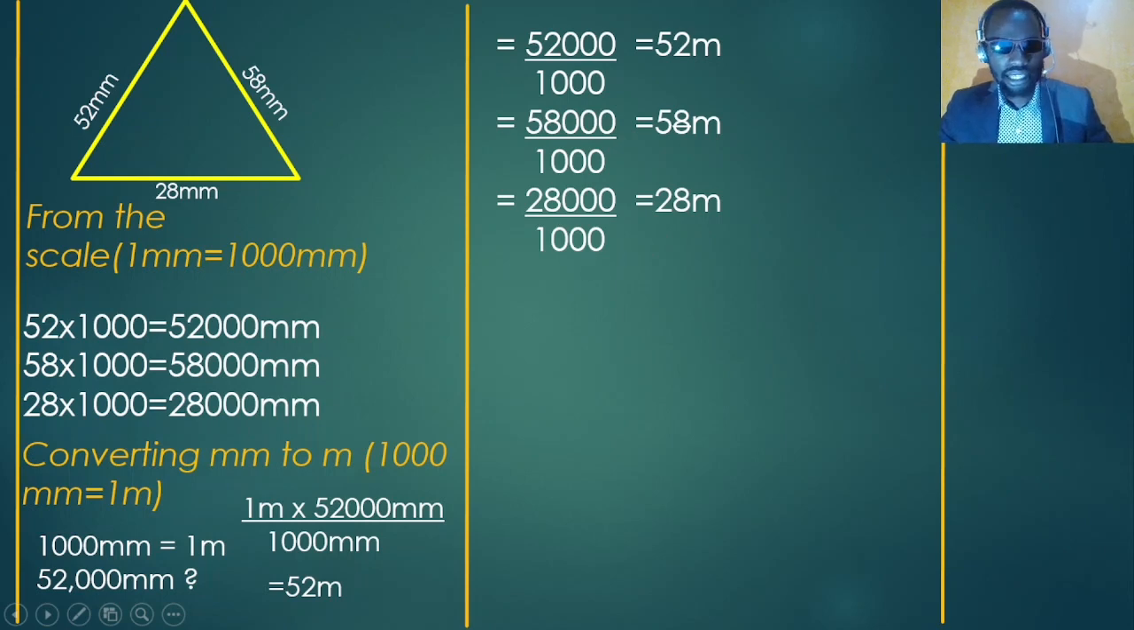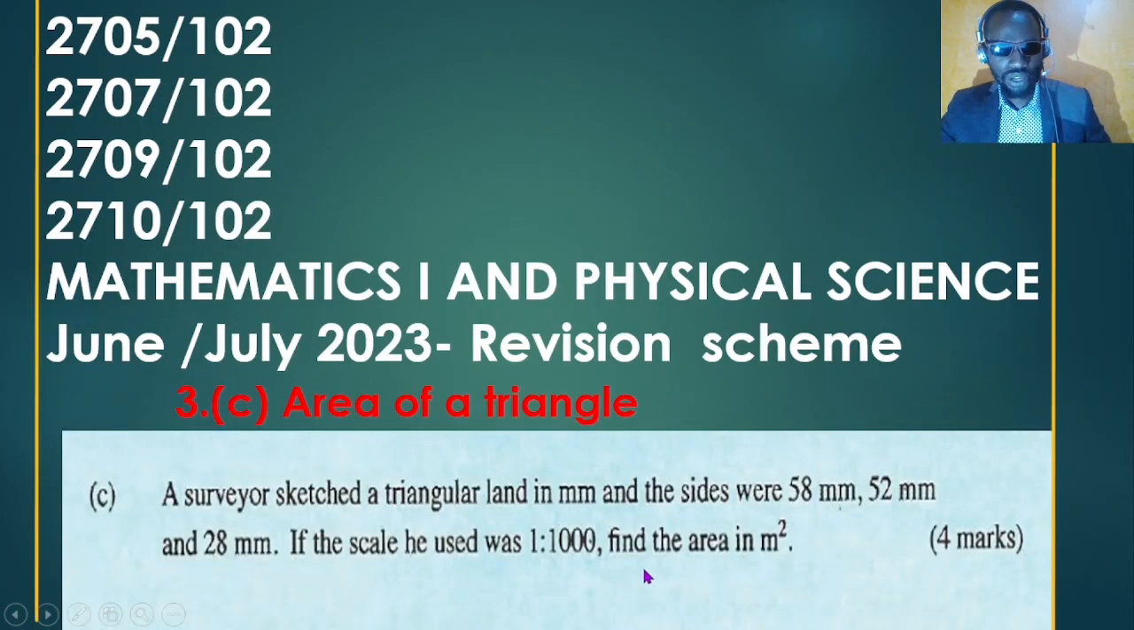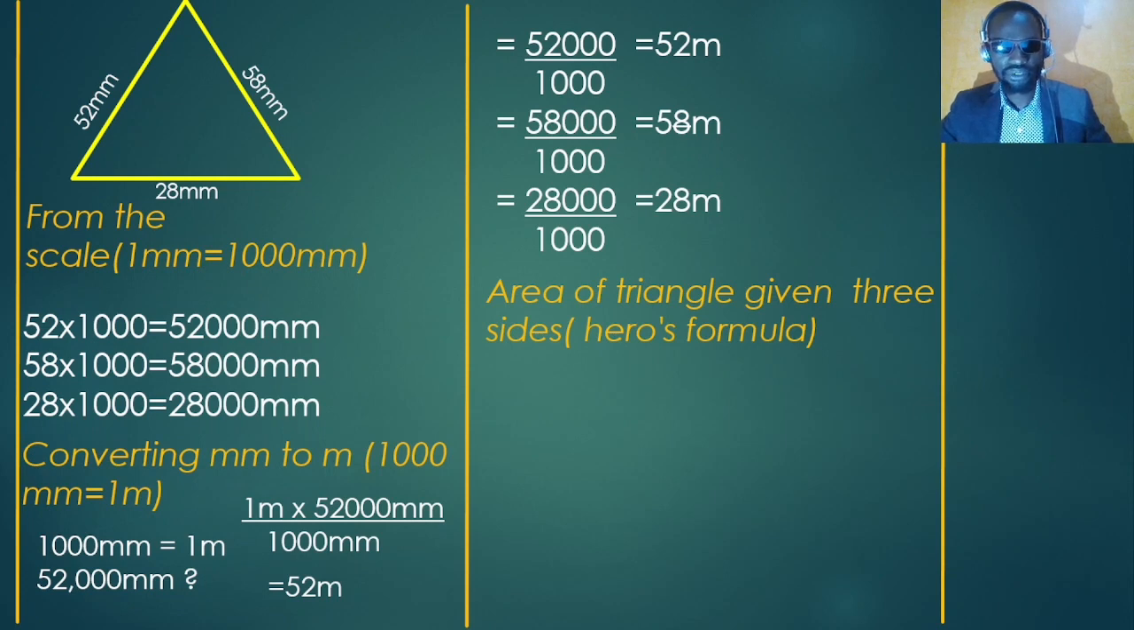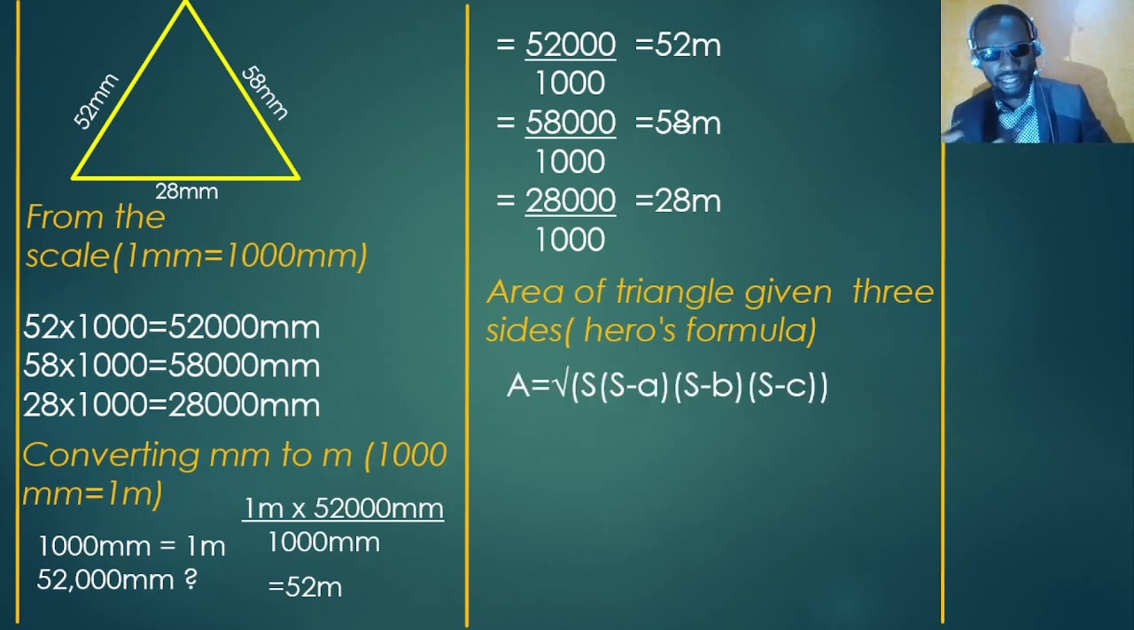So now we have the dimension in meters, we have to find the area. Given three sides of a triangle, the only appropriate, easy and quickest method of finding the area is by using Heron's formula. So we are going to apply Heron's formula, and what Heron's formula says is that to get the area you are going to find the square root of s in bracket s minus a, in bracket s minus b, in bracket s minus c, and you close the brackets.